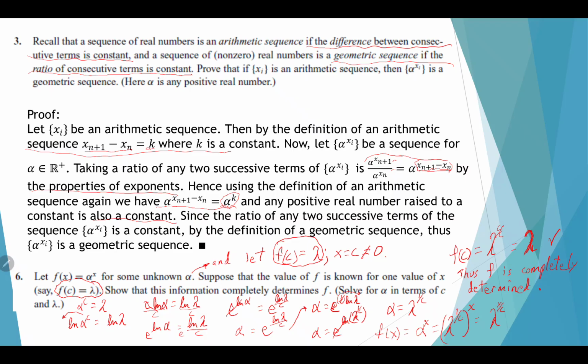Bam. What else do we got? What else do we got?